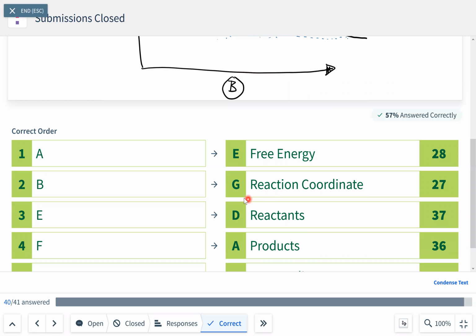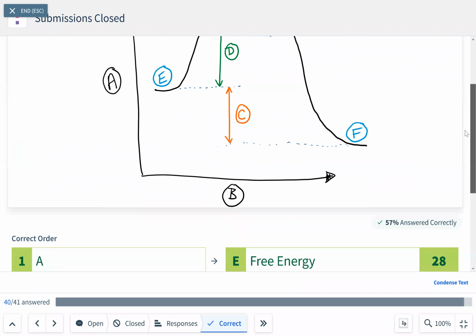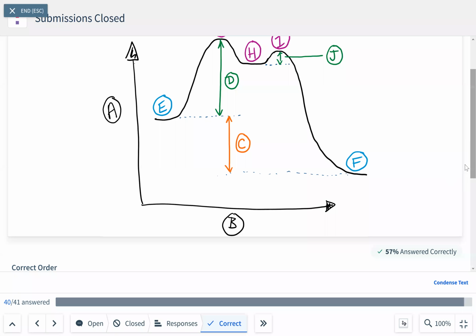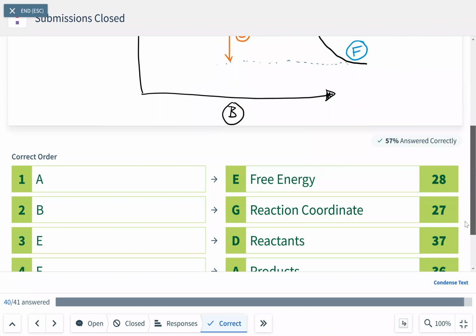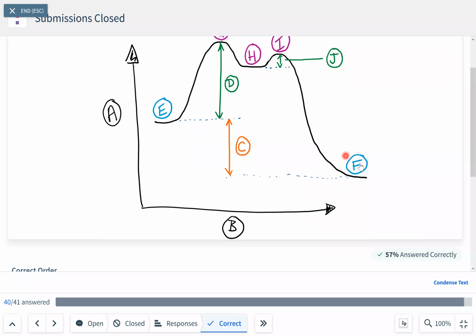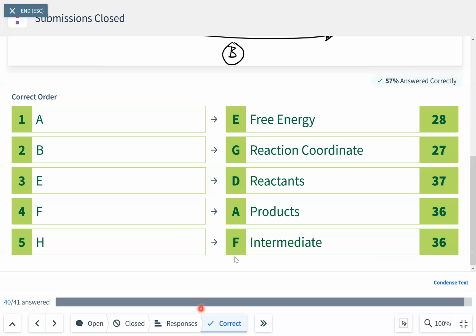Reaction coordinate. So this is basically the progression of the reaction. Reactants are E, products are F, H is our intermediate. Excellent. Okay, let's go to the next one.